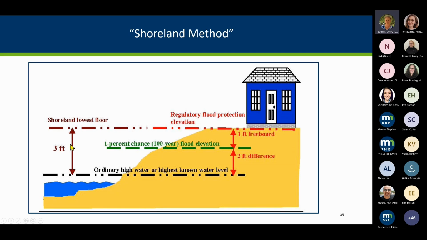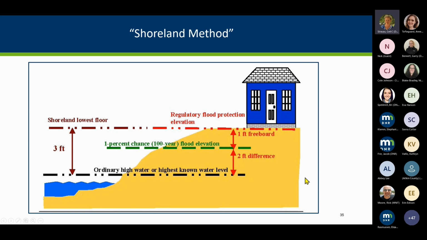If you look at that, including a foot of freeboard, like the flood elevation does, we've argued that the flood elevation is actually 2 feet above the ordinary high or the highest known. So on our lakes in Minnesota, this is a method that FEMA has accepted when we don't have a more detailed study on a lake.